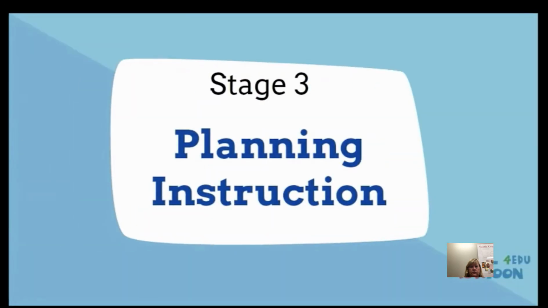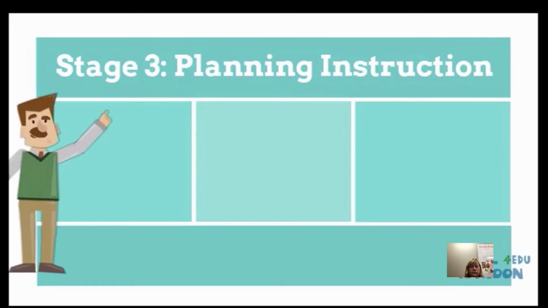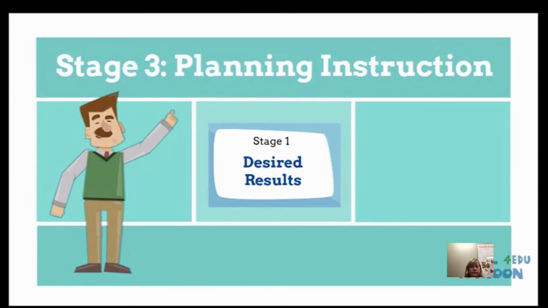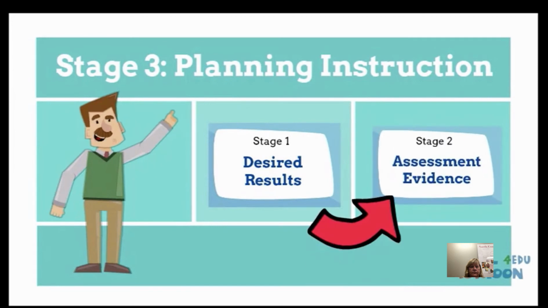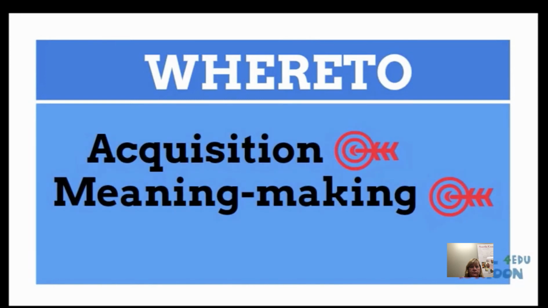Stage 3, planning learning experiences and instruction. Guiding questions for Stage 3. During this stage, the teacher creates the lessons and activities directly related to the desired outcomes and assessments planned from Stages 1 and 2. Wiggins and McTighe use the WHERE-TO acronym to help teachers design learning events that support student acquisition, meaning-making, and transfer.